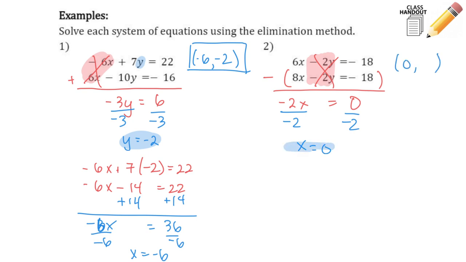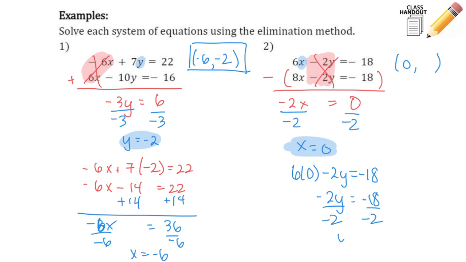And now we're going to take this and plug it in. And again, you can plug it into either equation. They both kind of look the same. So I'm going to plug it into the first equation. So for the first equation, we have 6 times 0 minus 2y is equal to negative 18. 6 times 0 is just 0. So then I just have negative 2y equals negative 18, divided by negative 2. So y is equal to 9. So my solution is going to be 0 comma 9.